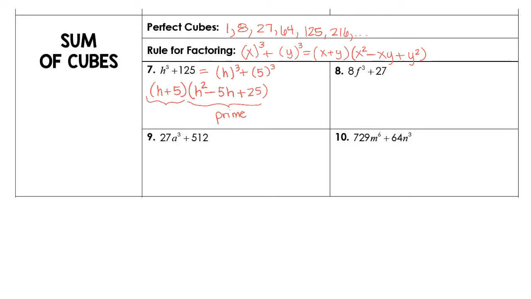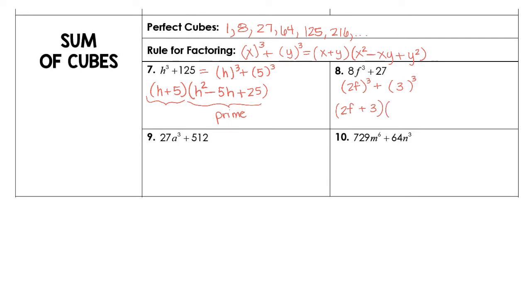All right, let's try number 8. It's the same pattern again. You're looking to see what's being cubed. So here, what's being cubed in that first term? 2f, isn't it? Plus, what's being cubed over here? 3, isn't it? 3 cubed. So now we're ready for our first parentheses, which is going to be 2f plus 3. It's exactly what we have there.